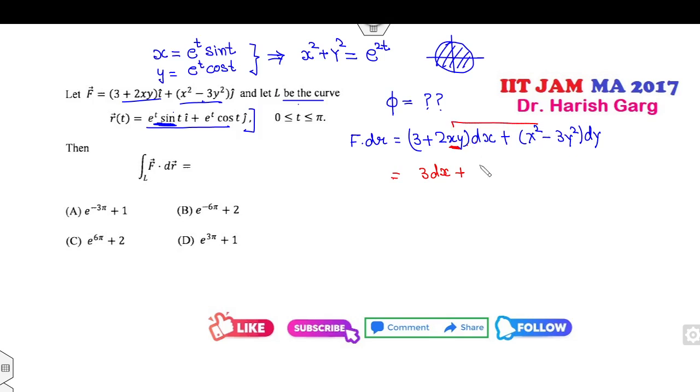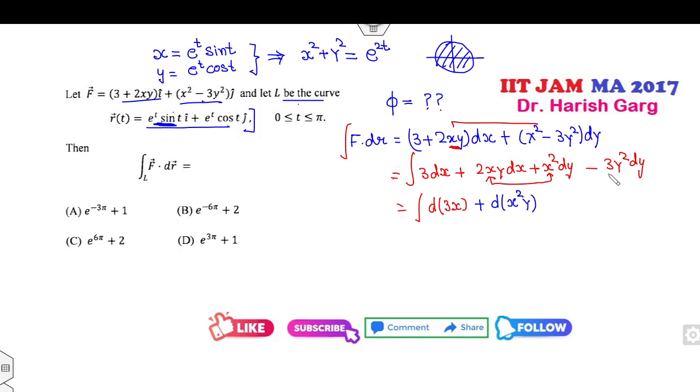I can make them 2 pair common, 2xy dx plus x square dy, this is the pair of the xy, minus 3y square dy. Fine. Now you can see I can write this as 3x. How can you write this pair? Yes, you can write this pair as x square y. And this pair is minus y cube. So what is your phi? Your phi will be 3x plus x square y minus y cube.